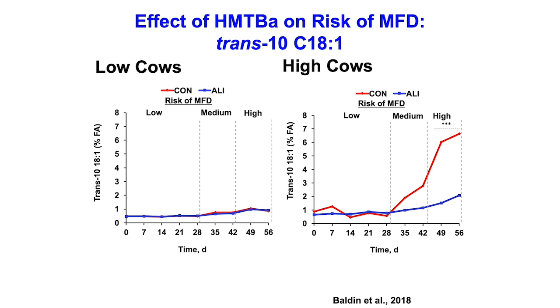So I always like to say if I did this experiment with low producing cows, I would tell you that Aliment does nothing. And if I did this experiment on a safe diet, I would tell you Aliment does nothing. But it's only when we tease out these interactions that we can see that Aliment can prevent the shift to the trans 10 pathway when you have this challenge and you have this increased risk for milk fat depression.